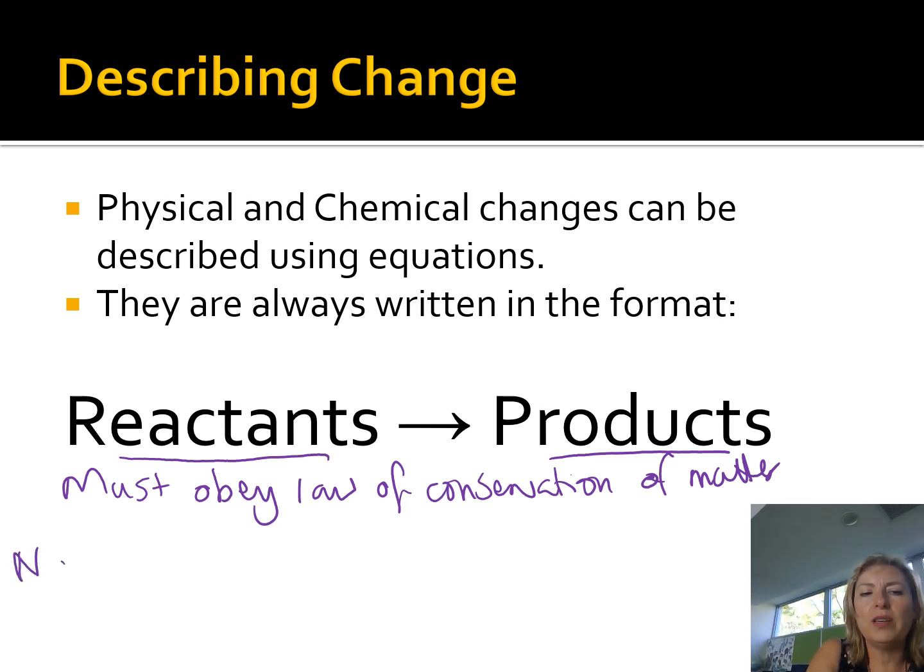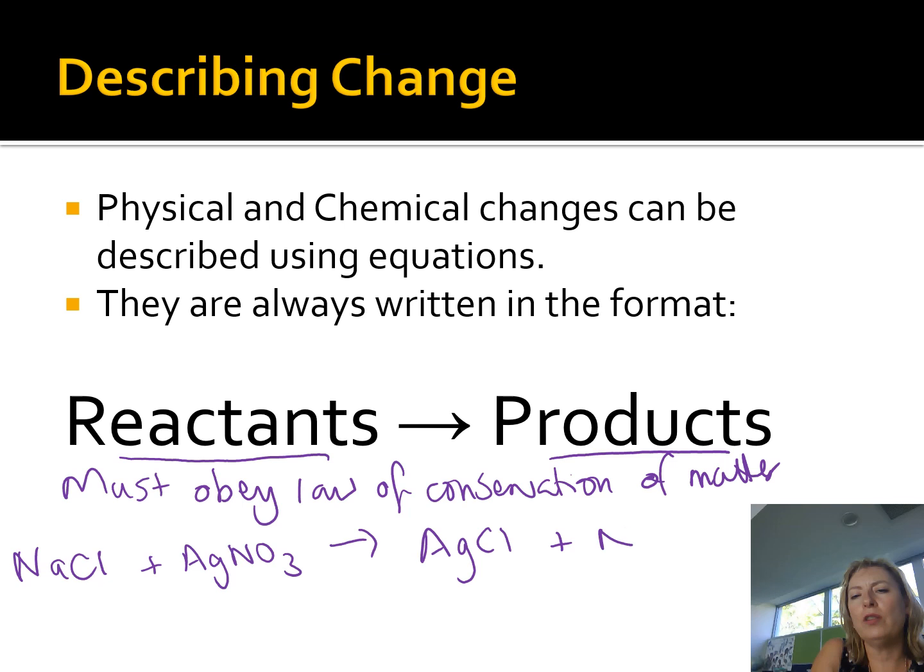So an example would be sodium chloride, add silver nitrate, gives you silver chloride plus sodium nitrate. And if you look at this, we've got the same number of sodium atoms, 1 and 1, the same number of chlorine atoms, 1 and 1, same number of silver atoms, 1 and 1, same number of nitrogen atoms, 1 and 1, and the same number of oxygen atoms, 3 and 3. And to make it work, we have to use something called balancing, and that's in Year 9 chemistry. So that'll be something exciting that you learn about next year.